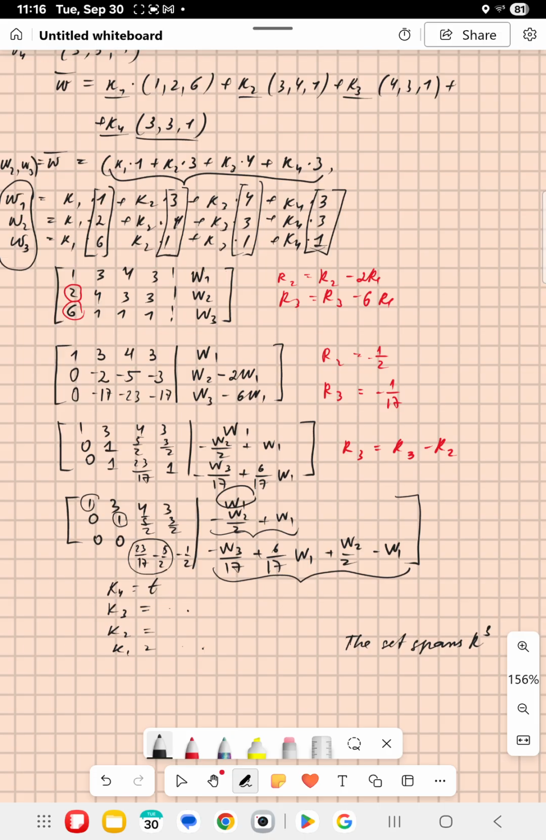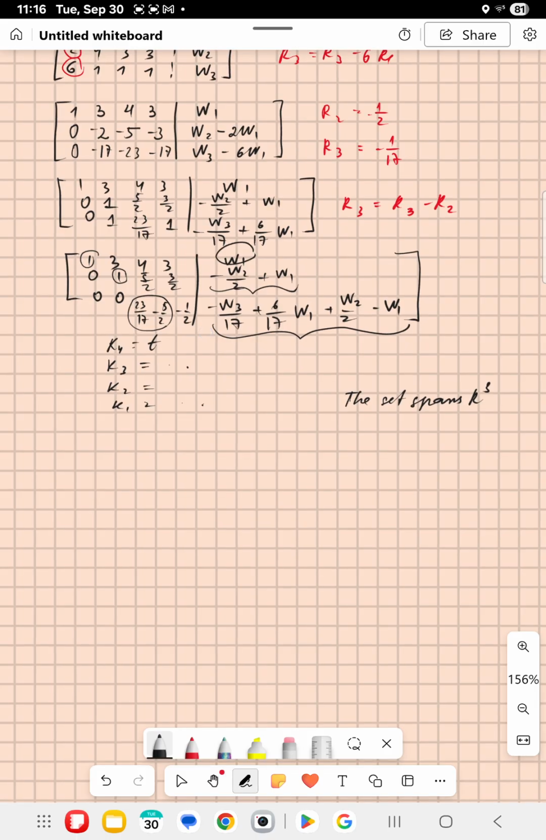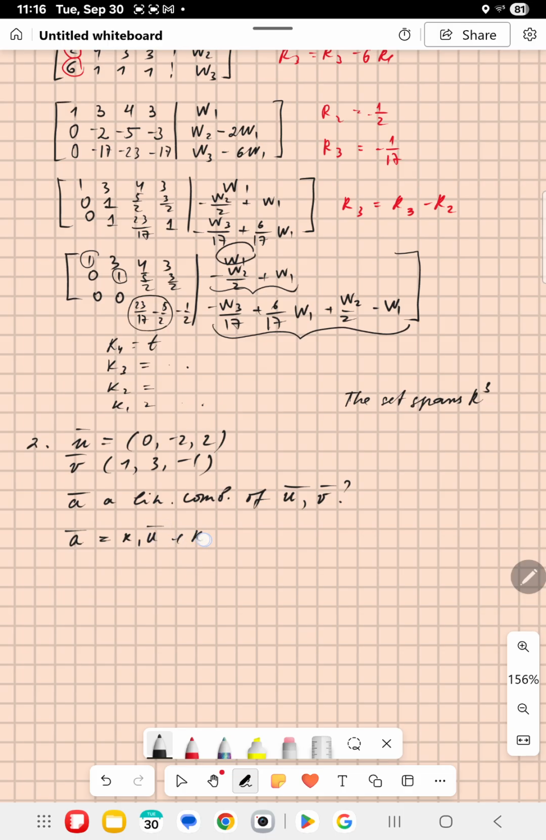I think we can talk a little bit more about linear combinations. Sometimes you guys are going to have a question sounding like this. Another example: somebody is going to give you a couple of vectors. For example, vector u equals 0, minus 2, 2, and vector v equals 1, 3, minus 1. And they're asking, is vector A a linear combination of u and v? Can we represent vector A as k1u plus k2v?